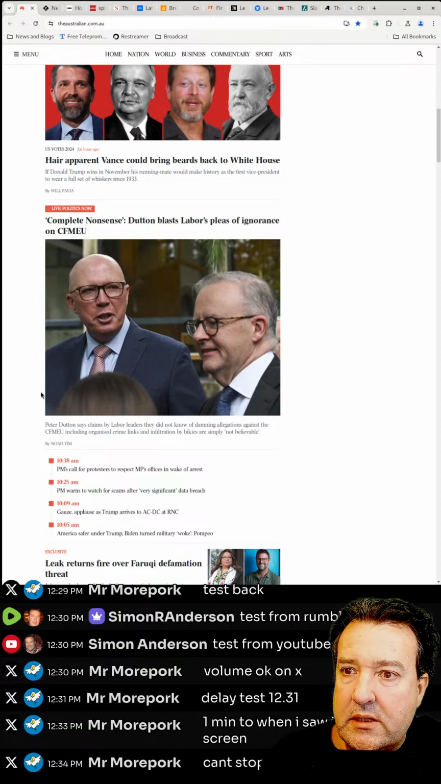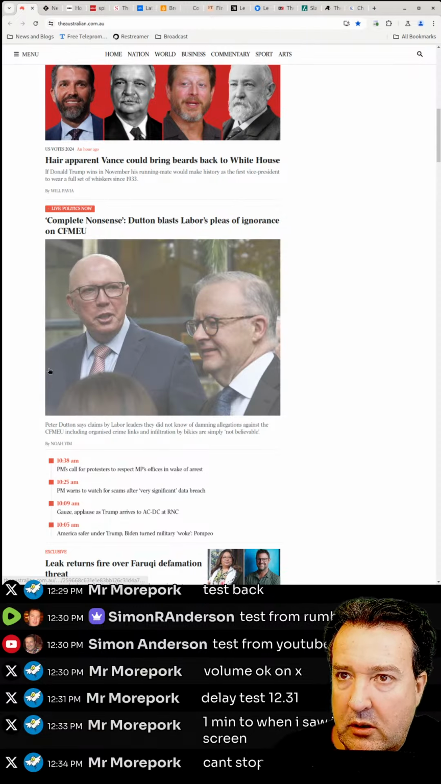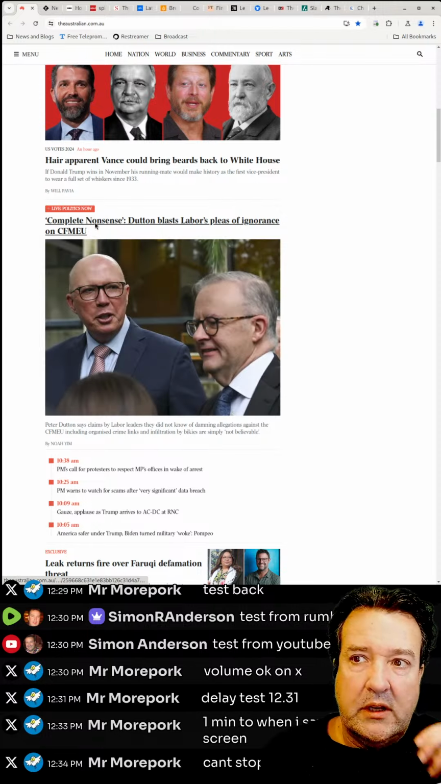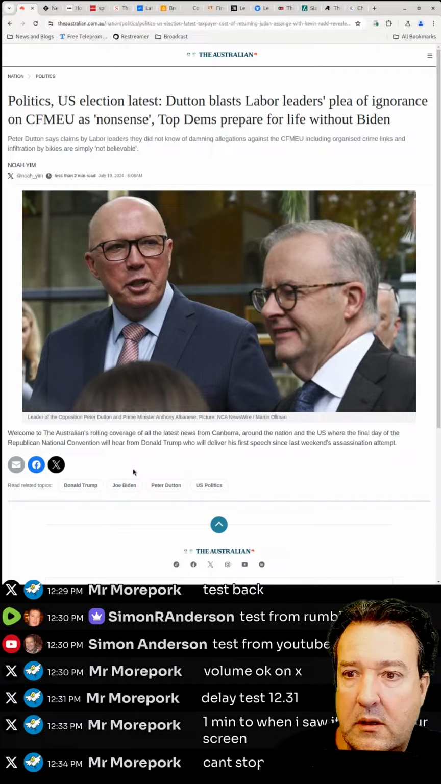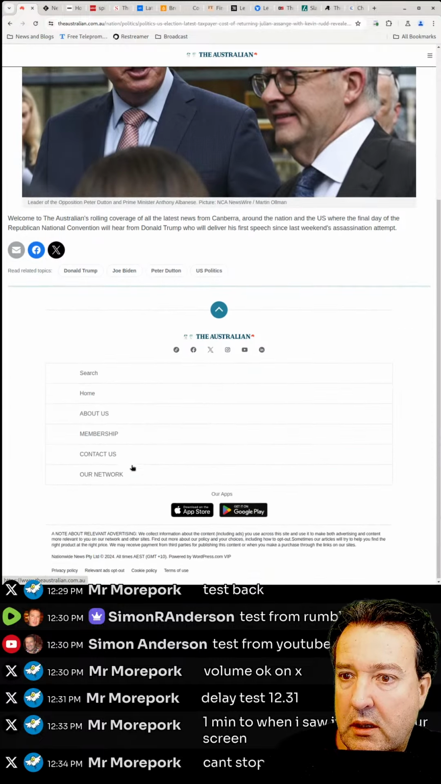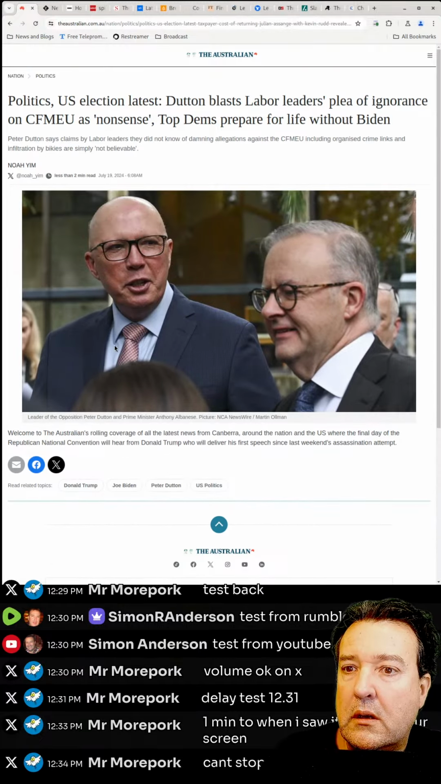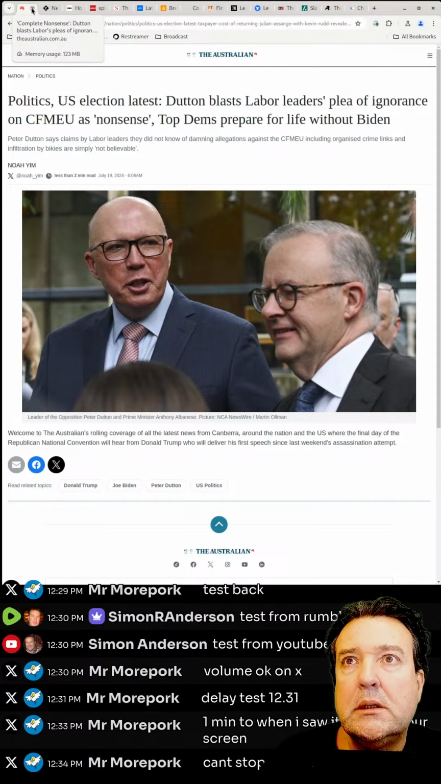Peter Dutton says claims by the Labour leader that they did not know of damning allegations against the CFMEU, including organised crime links and infiltration by bikies, were simply not believable. Yeah, it's not believable. It's utterly corrupt in Australia, right? You've got the utterly corrupt Australian Labour Party, trade unions, organised crime. You know, they're all just part of the same clique.